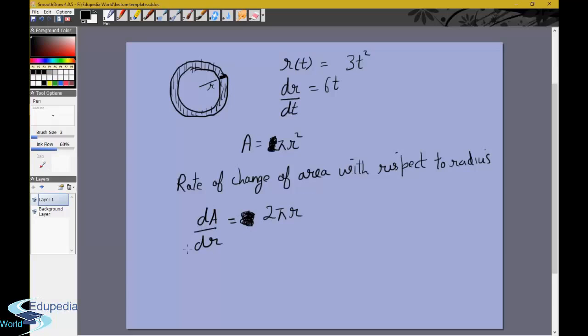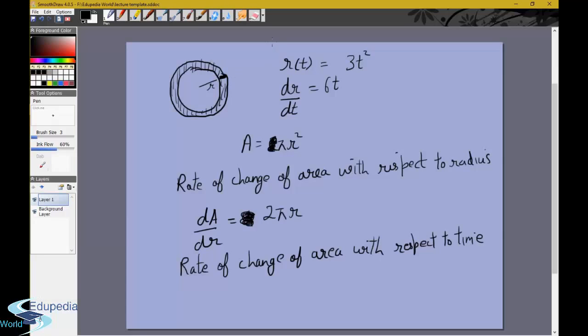However, we can also calculate the rate of change of area with respect to time. So before this, whatever we've seen, A is equal to pi r square, dA by dr is 2 pi r, dA, which is the small change in area, will be the circumference multiplied by the change in radius. That is valid for any circle.